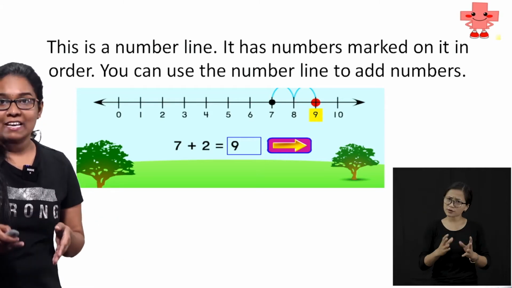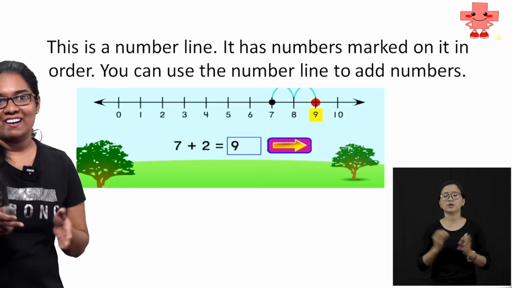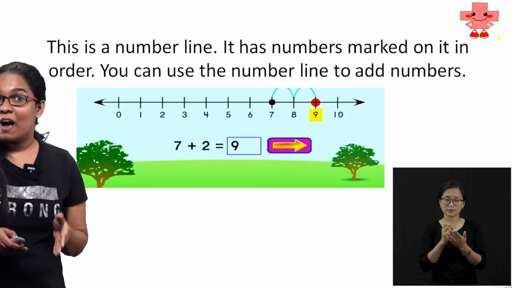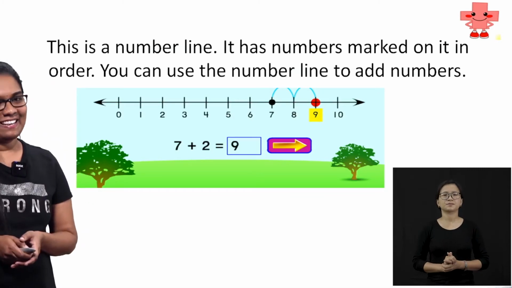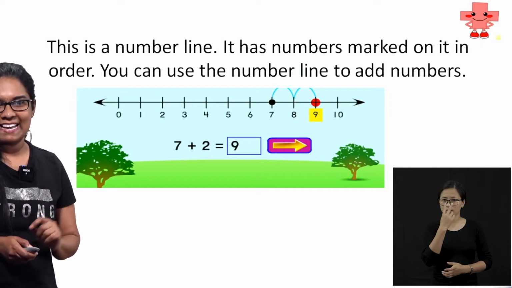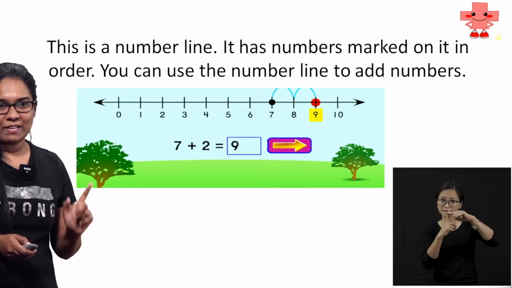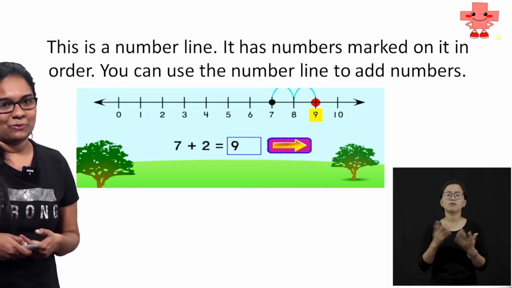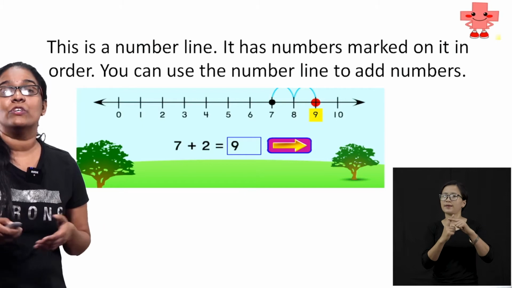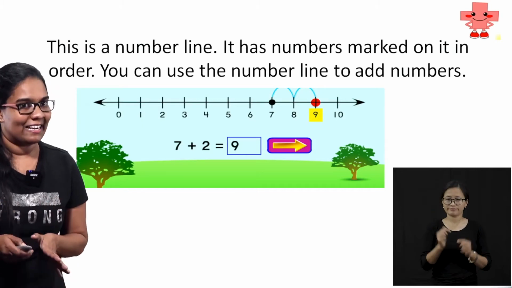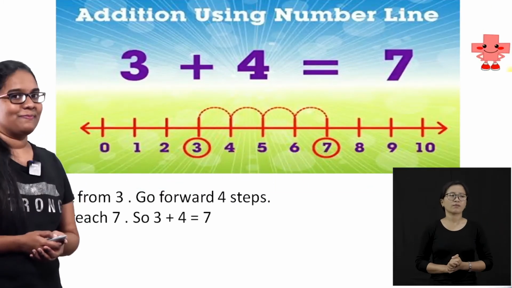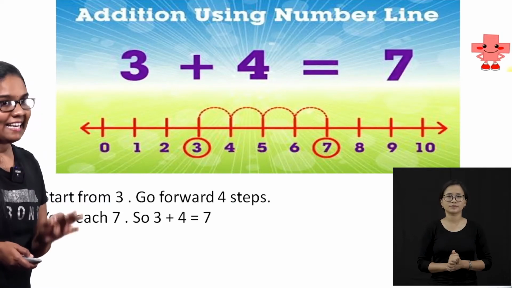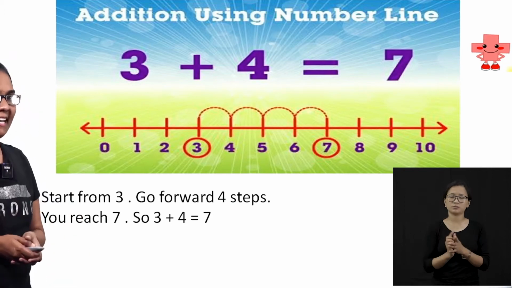You can use the number line to add numbers. Here you can see 7 plus 2 is equal to 9. Today we will learn how to add numbers by using the number line. Addition using number line: we have to add 3 and 4 by using the number line.